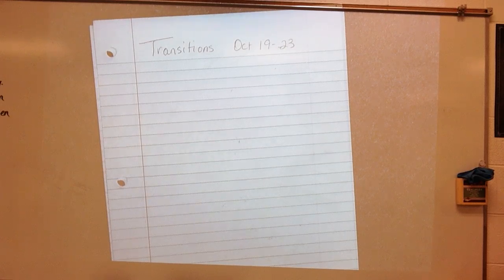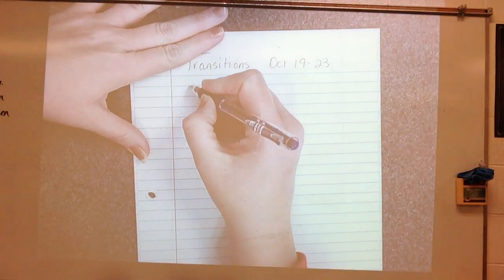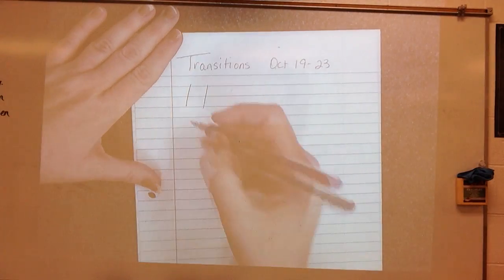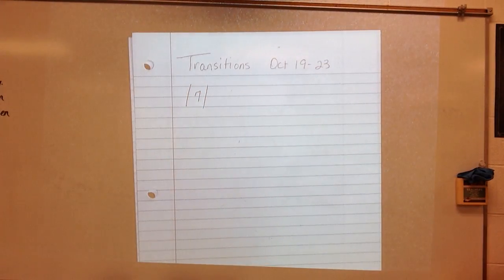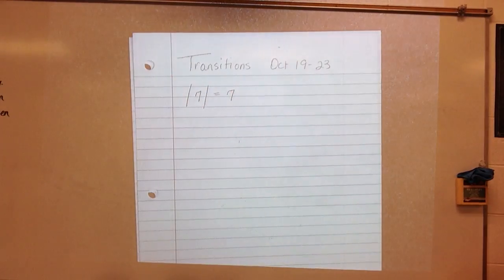We can also visualize the absolute value of a number. When it comes to a number line, this is the distance that this number is from 0. So for example, the number 7 has an absolute value of 7. Let's talk about how we write absolute value. When we want to look at the absolute value of something, we use these two lines. So if I want to know the absolute value of 7, I want to know how far away it is from 0. And the absolute value of 7 is 7 because it is 7 spaces away from 0.